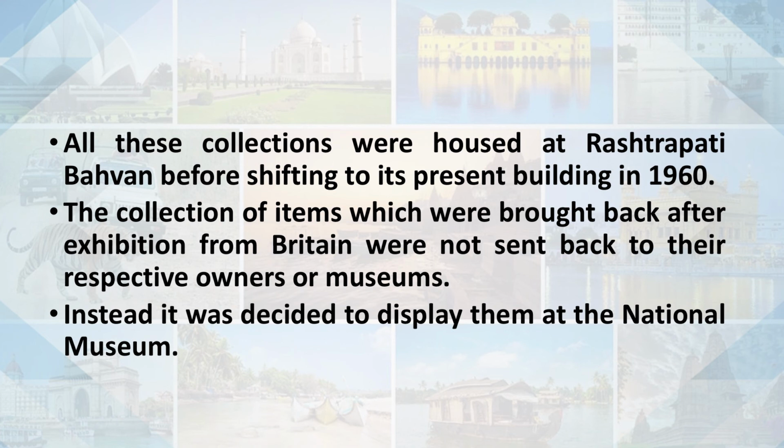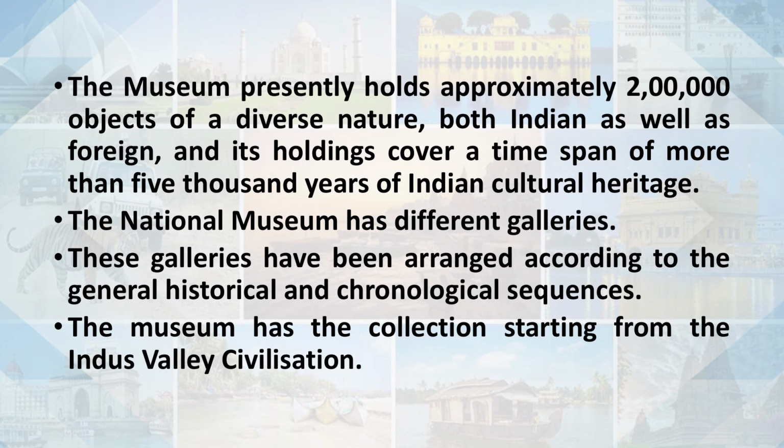The items which were brought back after the exhibition from Britain were not sent back to their respective owners or museums. Instead, it was decided to display them at the National Museum. The museum presently holds approximately 2 lakh objects of a diverse nature, both Indian as well as foreign, and its holdings cover a time span of more than 5,000 years of Indian cultural heritage. The National Museum has different galleries. These galleries have been arranged according to the general historical and chronological sequence.